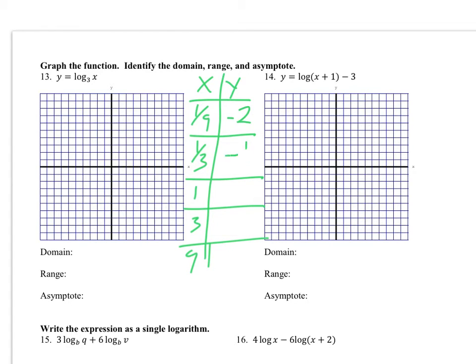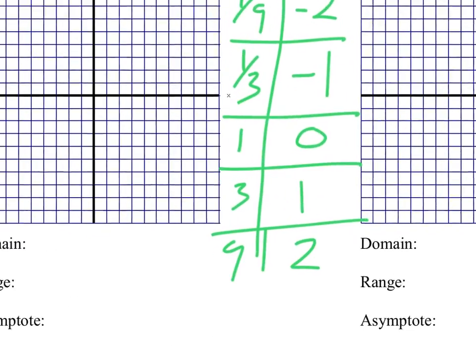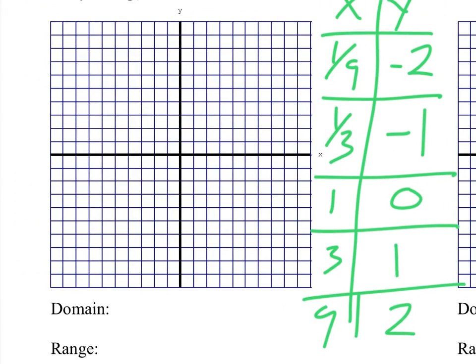1/3 is 3 to the negative 1. So we get a y value of negative 1. 1 is really 3 to the 0 power. 3 is 3 to the 1st, and 9 is 3 to the 2nd. So those would be the points that I would use, and again, that pretty well takes us to the edge of our graph. I'll zoom in a little bit here so I can plot the points a bit better.